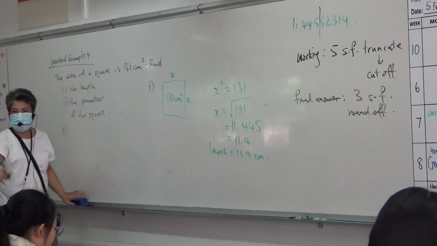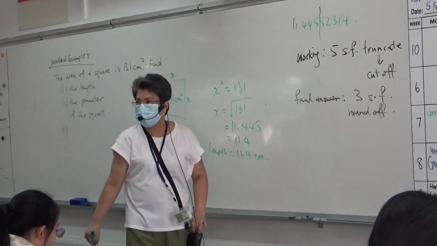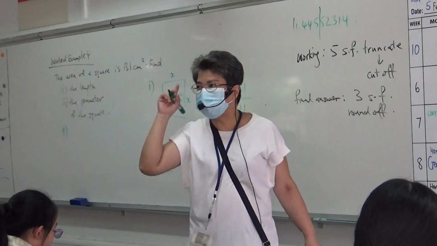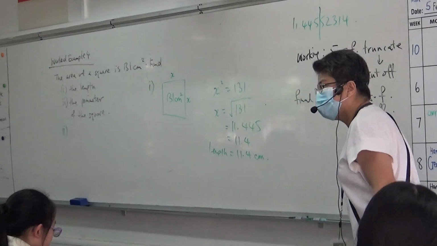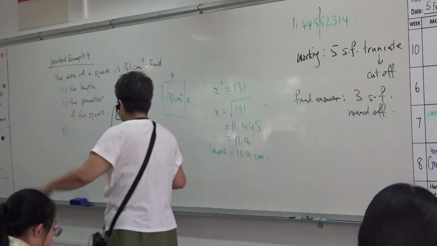What did part 2 ask you for? Perimeter. That means I must take x times 4. Right? Correct. Okay, this is what you must do.